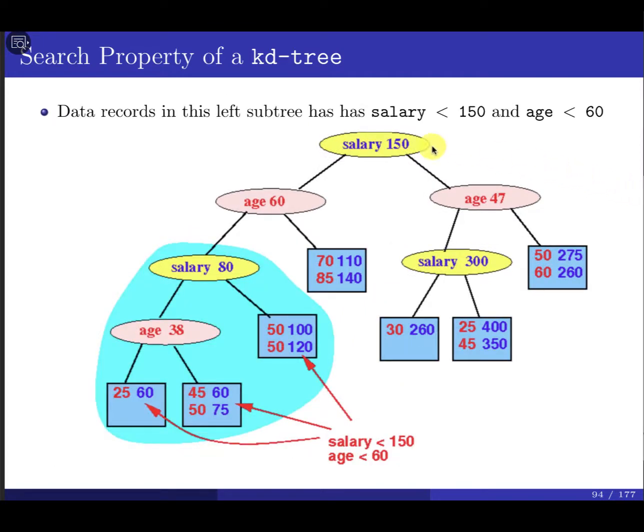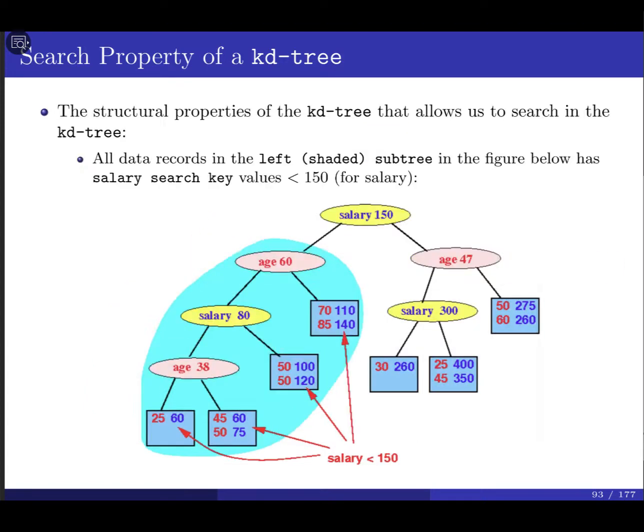Anyway, what if I said you're looking for the salary less than 150 and the age less than 60 here? How can you perform the search here? You start with the top here. If your salary is less than 150, you can tell whether you're going to go left or right. So you can say the value less than 150, then go this direction. And the age less than 60, that means you're going to go in this direction.